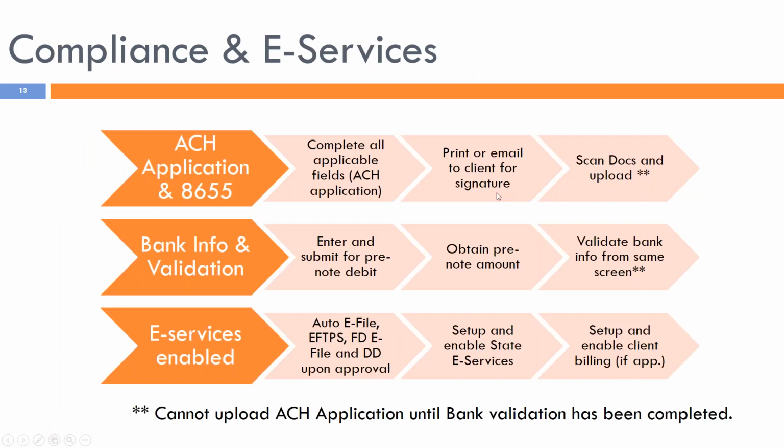So the process we're going to talk a little bit about today is the ACH application and the 8655, which is the most important process in this step. We're going to talk about completing all the fields in the application, printing it or emailing it to your client for a signature, and then scanning and uploading the documents. We're also going to talk about bank validation and how you go about obtaining the amount and entering the bank validation information in the screen. And then we're going to be talking about enabling the e-services, et cetera.